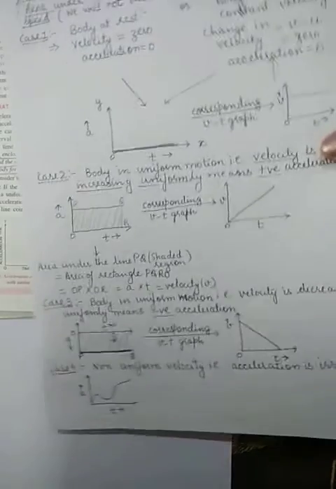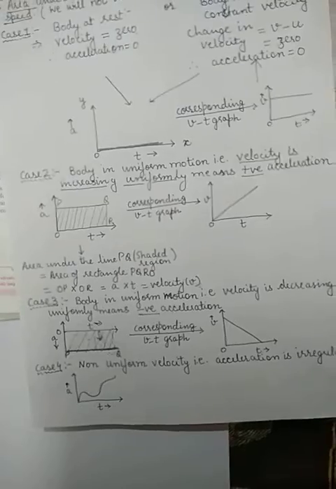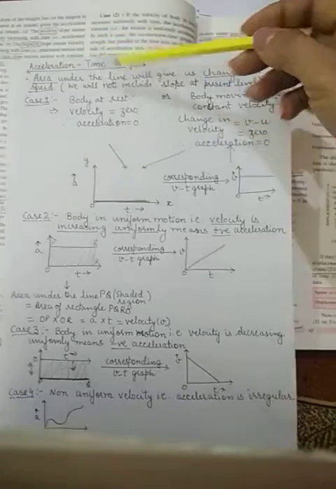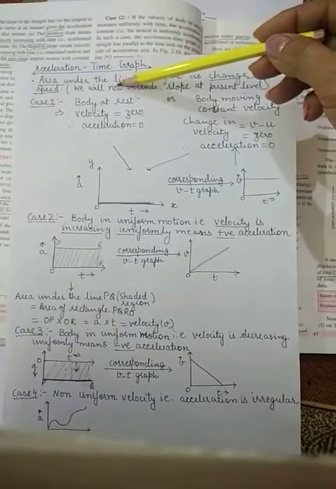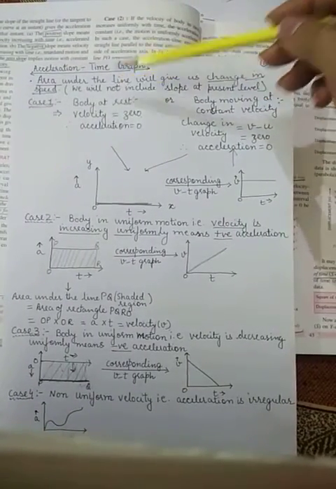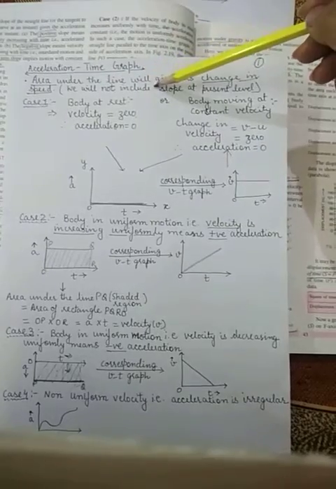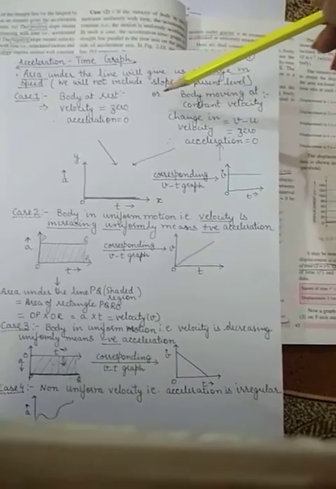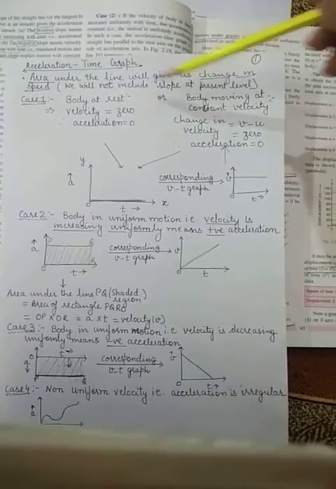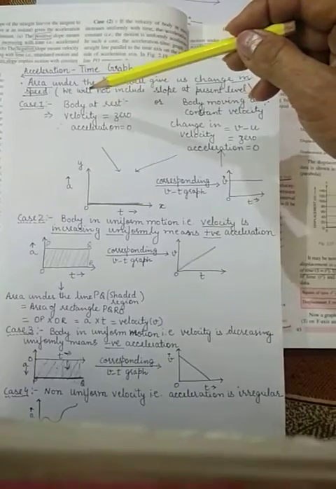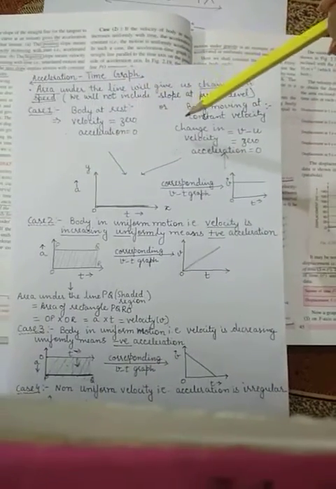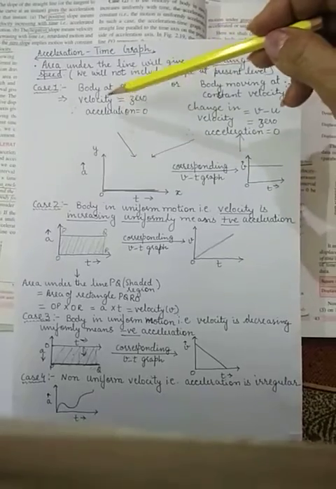So we have covered many important points in this video. Let us recall the important points. The first important point: the area under the line in the AT graph is going to give us the change in the velocity. Here we will not be calculating slope. Then we talked about the different cases.